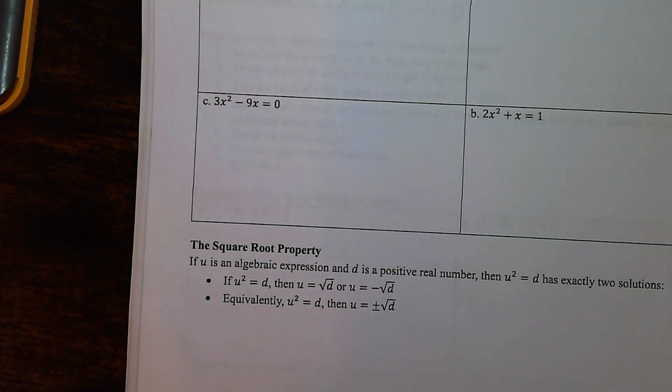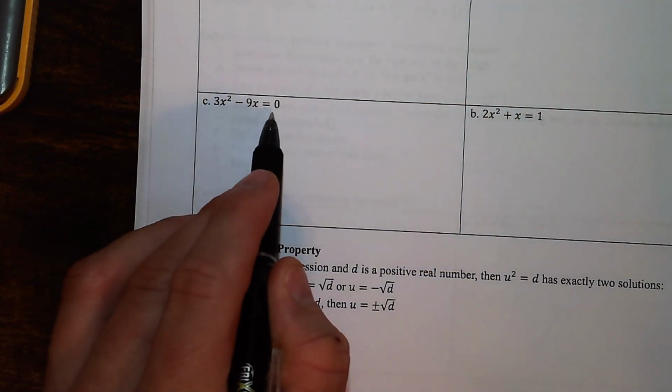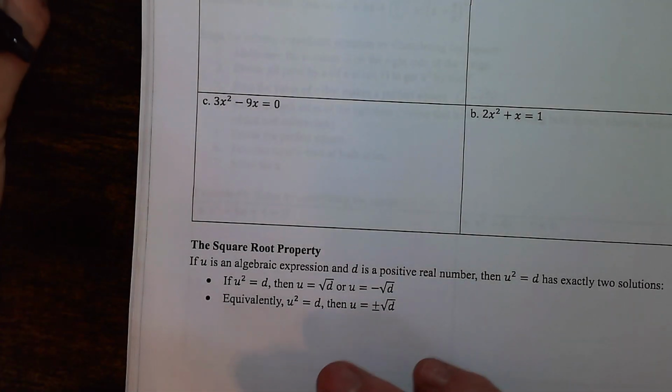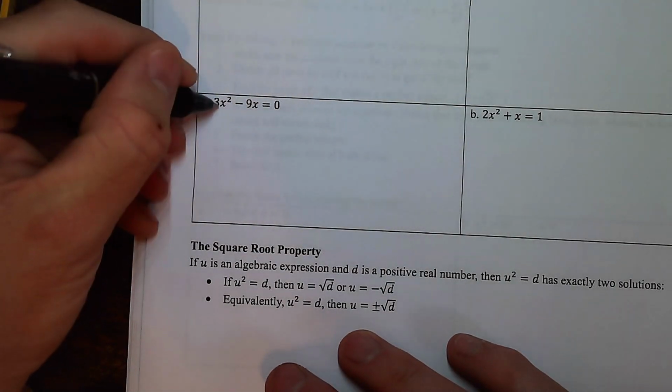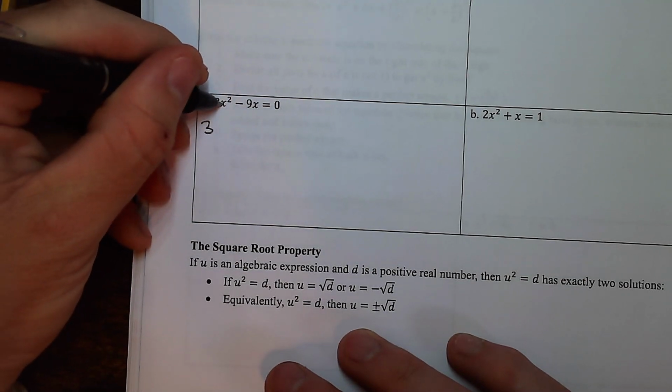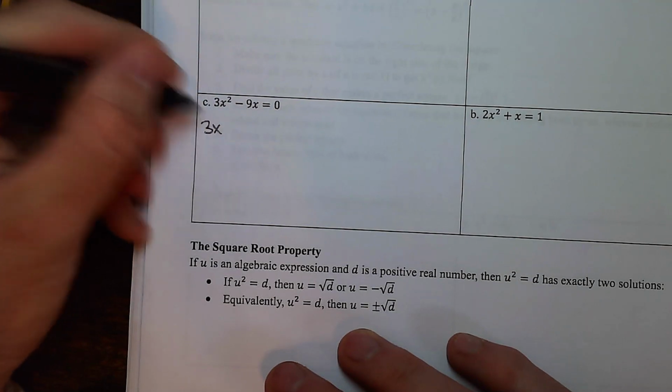All right, so now we're going to look at solving quadratic equations by factoring. Anytime you solve by factoring, the first thing you need to do is make sure it equals zero. Does my equation equal zero? It does. Second thing, always when you're factoring, the first thing you do is look at the greatest common factor. So 3 and 9 have 3. X squared and x have an x. I'm going to take out 3x.